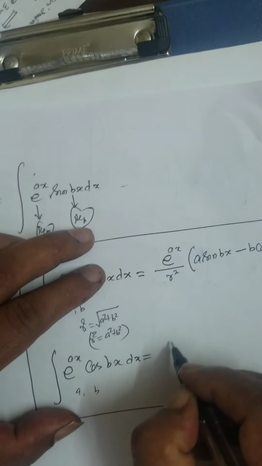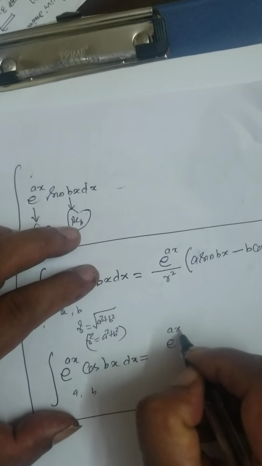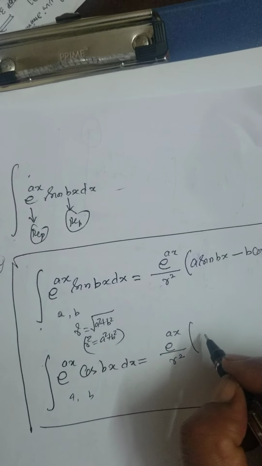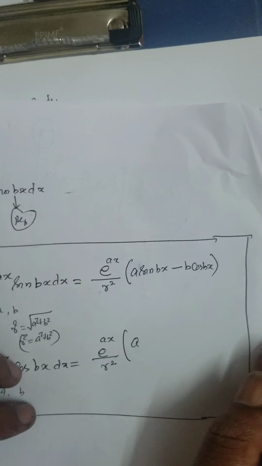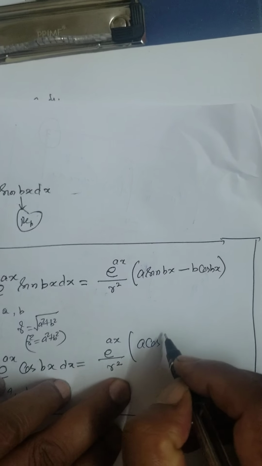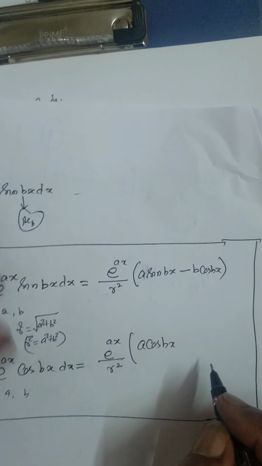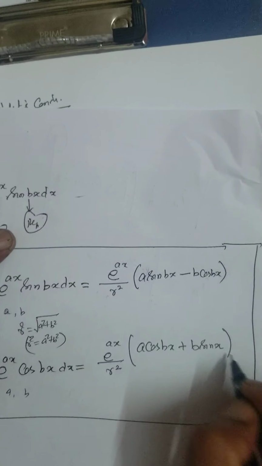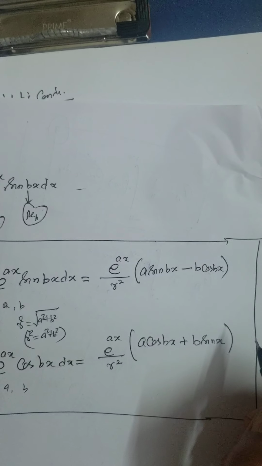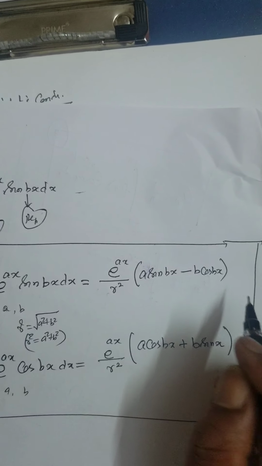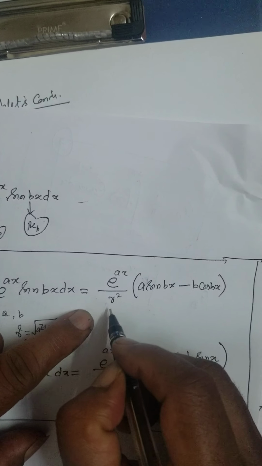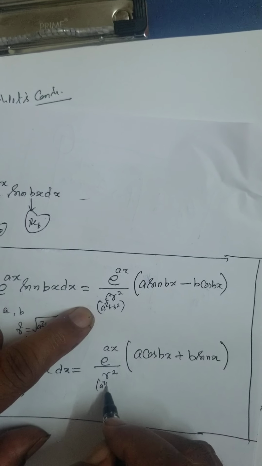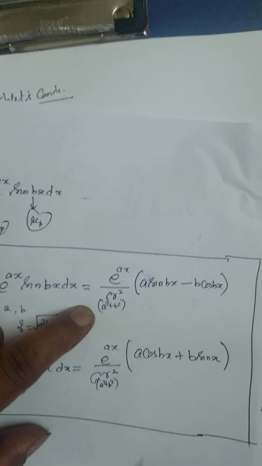How to remember this again? Again you write the same thing. E to the power of ax by R square. Here a cos bx plus b sin bx. What is R? R square is a square plus b square. If you want, you can write here a square plus b square.